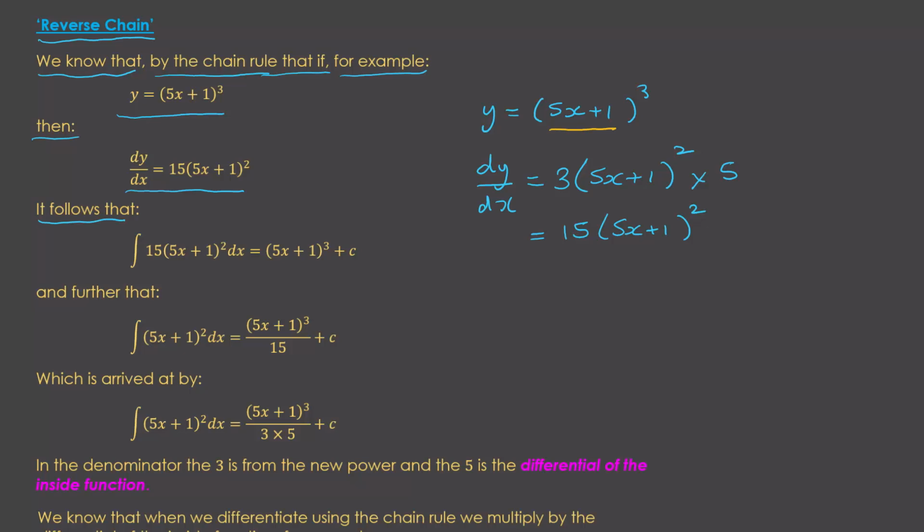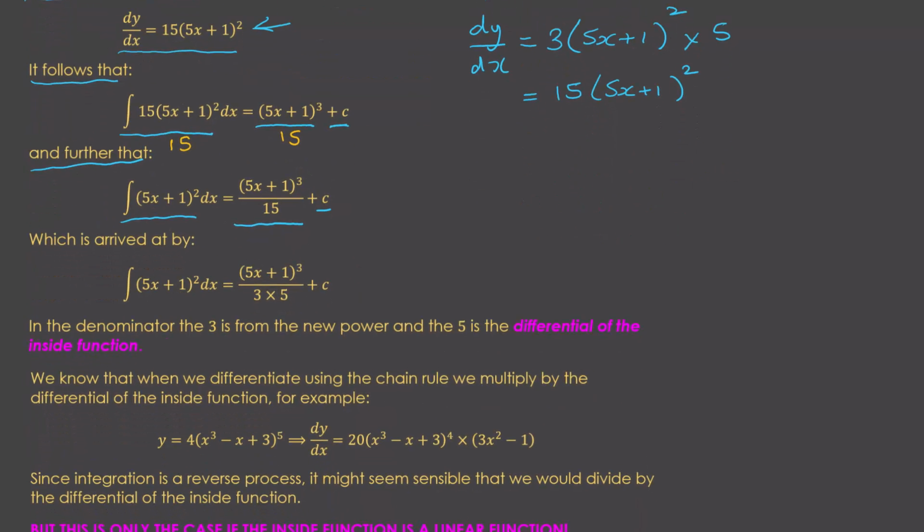It follows that if you integrated 15 times (5x plus 1) squared, which is of course this, then we'd get (5x plus 1) all cubed plus the constant which we've discussed. And further, if you integrate (5x plus 1) squared, you'd get (5x plus 1) cubed over 15 plus a constant. All I've done here is divide both sides of this by 15.